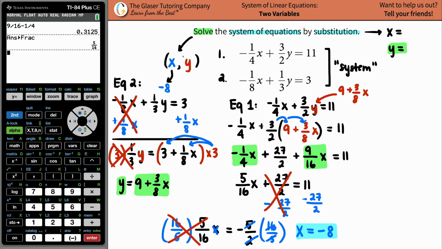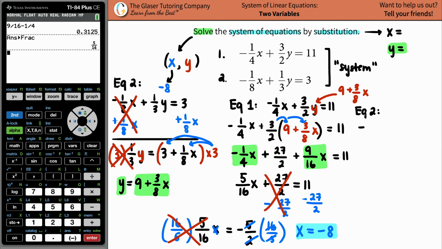Now in this case, we need to solve for the y value. But now we have that piece of information. We know that the x is a -8. So now it's up to you. Whichever equation you want, whichever one looks easiest to you. Maybe, because I have an 8 in the denominator for x, let's go with equation 2. Maybe I'll say that up here. Equation 2.